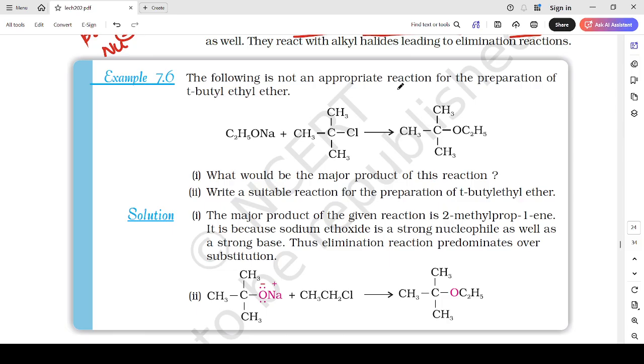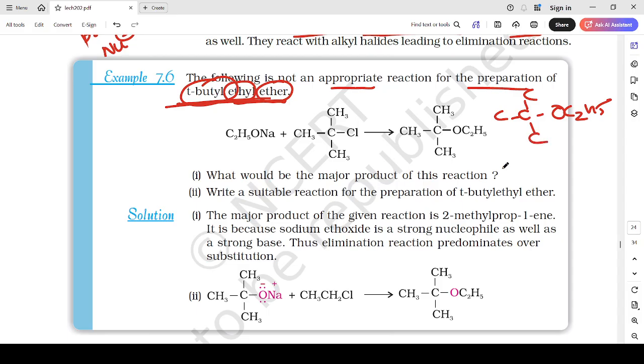Okay, they are asking you, ma'am: the following is not an appropriate reaction for the preparation of tertiary butyl ether. What is tertiary butyl ether? It is an ether. Tertiary butyl it is. The smaller number of carbon only you add it with this ether. We have learnt it in the IUPAC nomenclature. This is not IUPAC here. It is common name. The smaller number of carbon you add it with ether always. So I understand there is OC2H5 and it is tertiary butyl. This is tertiary butyl. Tertiary butyl ethyl ether.